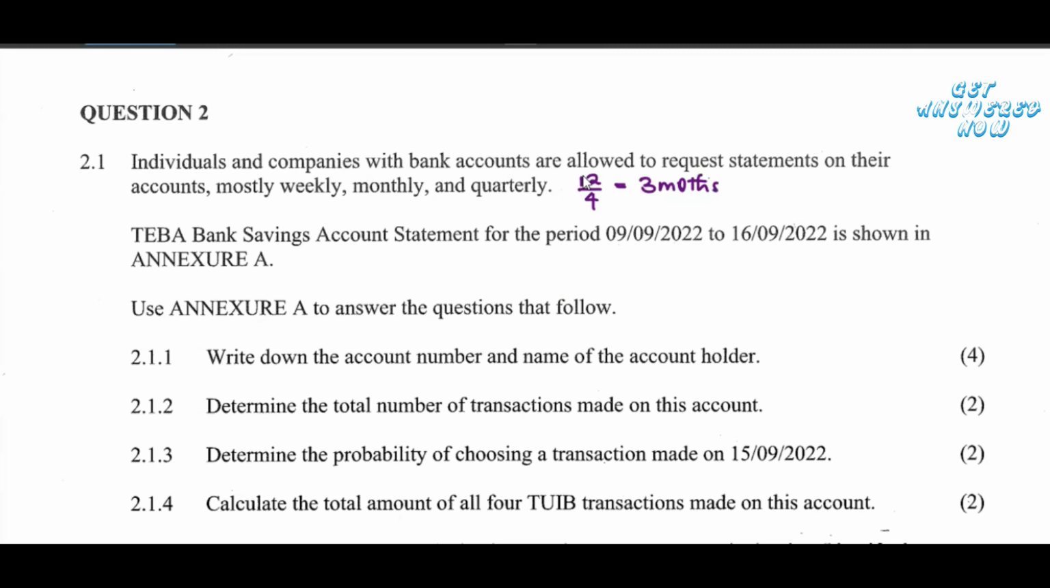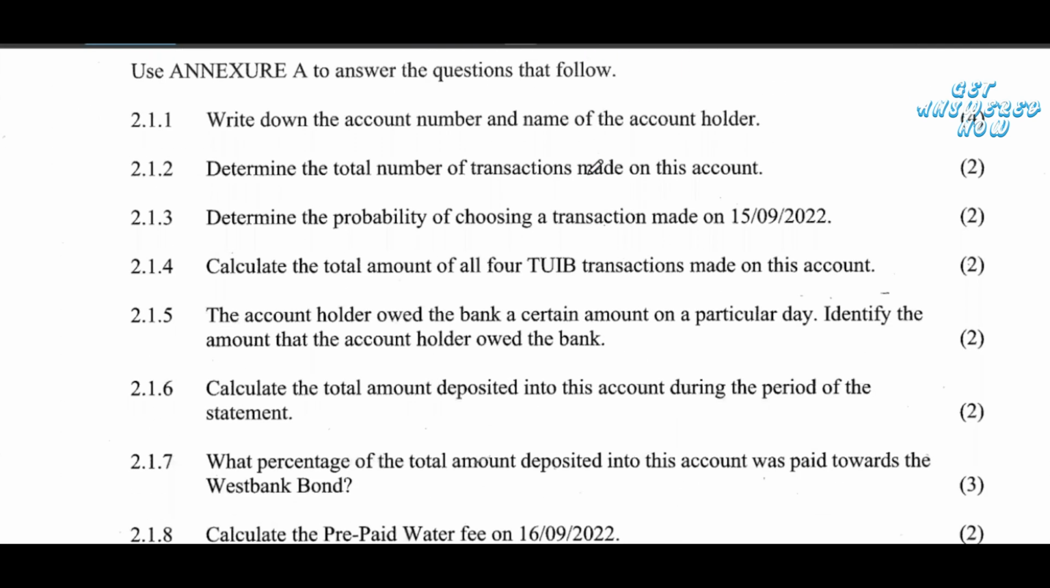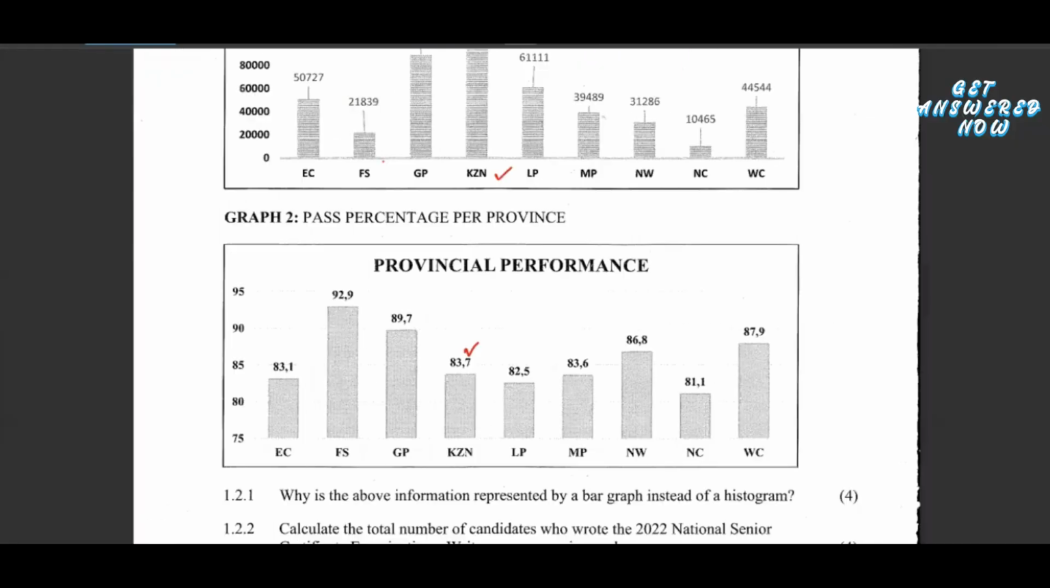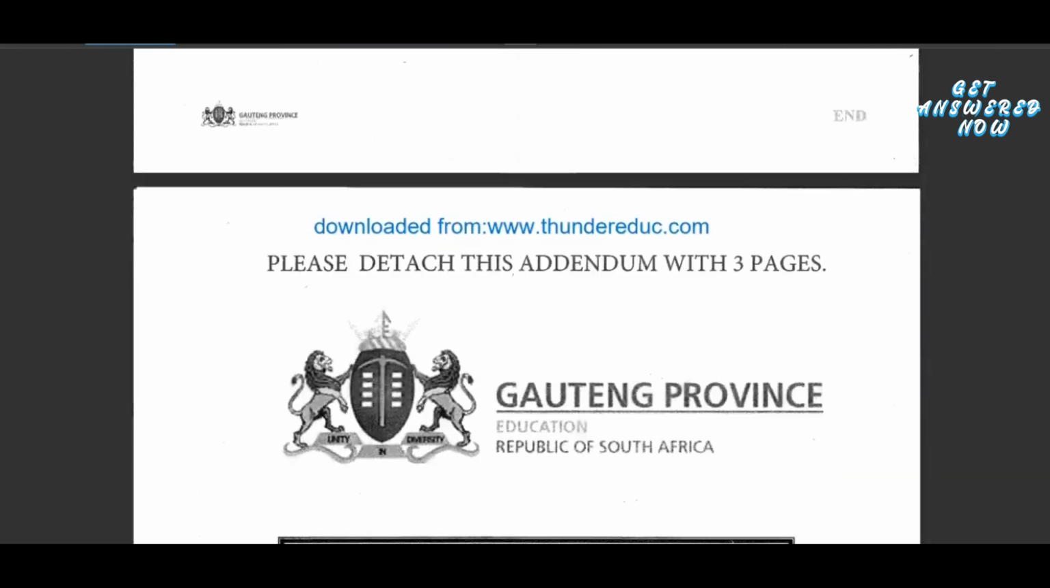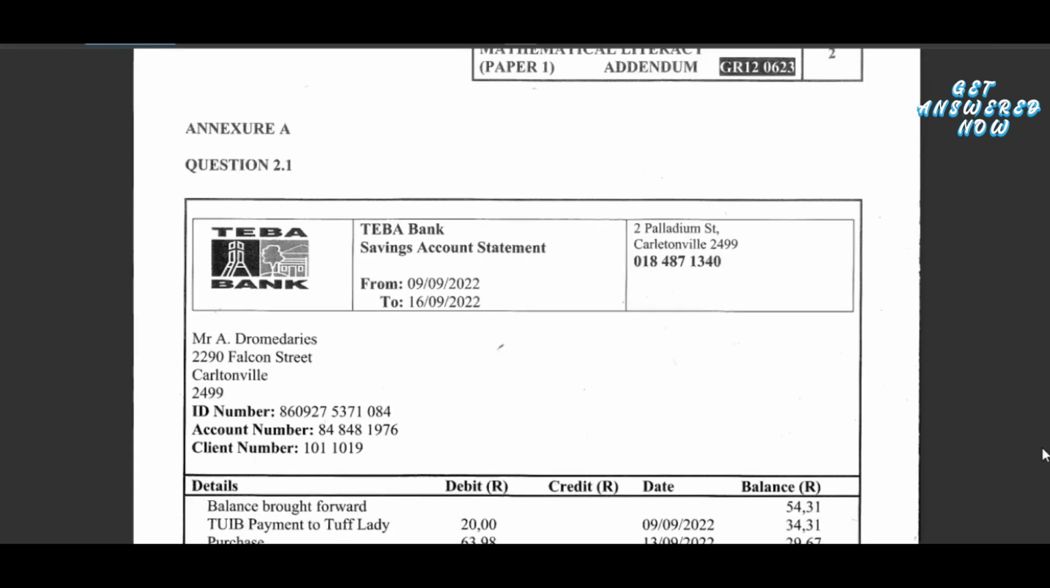Okay. Temba Bank savings account statements for the period of 9th of September 2022 to 16th September 2022 is shown in Annexure A. We shall go there and see Annexure A. This is the addendum. Annexure A is here.